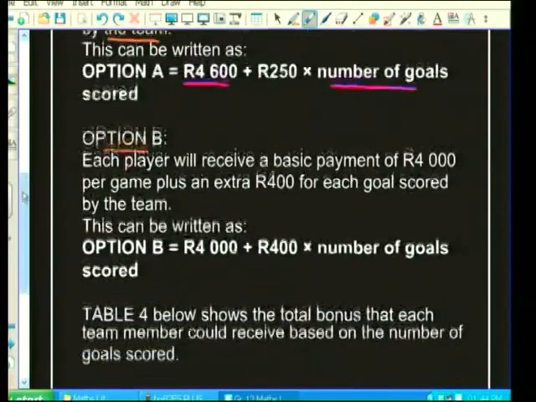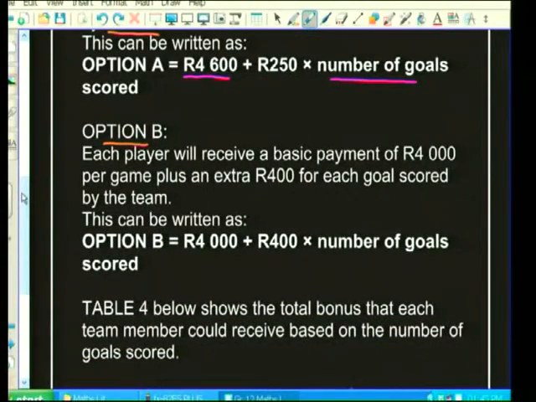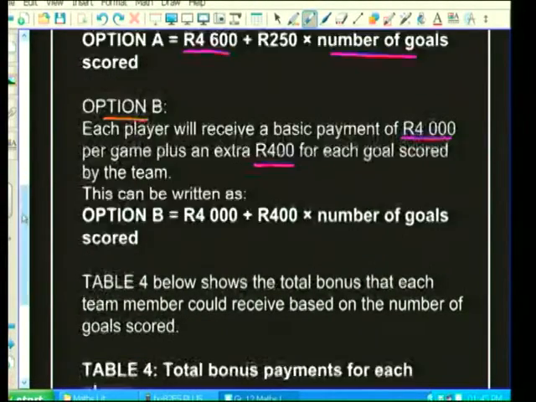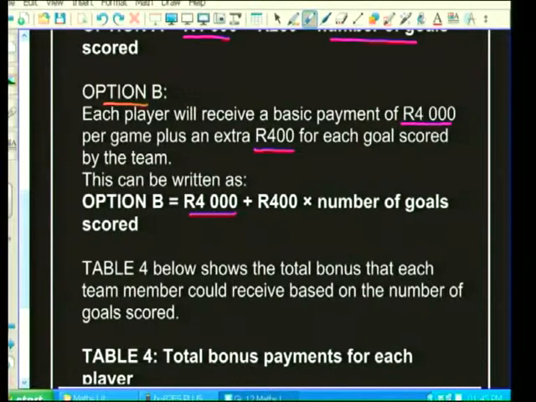So that's the equation. Option B: each player will receive a basic payment of 4,000 Rand per game, plus an extra 400 Rand for each goal scored by the team. So now this can be written as 4,000 Rand, that's the basic that they're getting for every game they play, plus 400 Rand, that's the bonus per goal, so times the number of goals scored. So it's important for us to be able to pick out the formula and be able to use the formula.